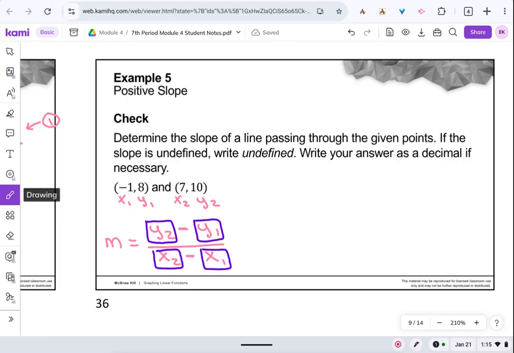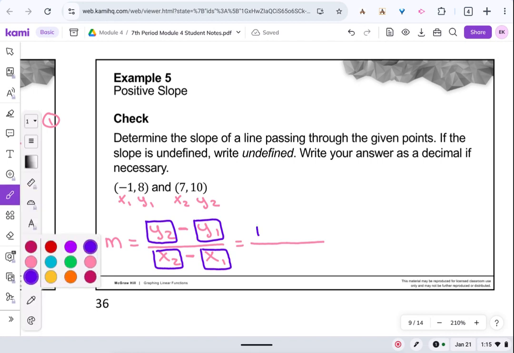Okay, so in our labeled piece up top, bring over your equal sign and your fraction bar. y2's first number is 10, so I'm going to go ahead and replace that spot with a 10. Minus sign in the middle. y1 is 8, so I'm going to write an 8 next to here. On the bottom is x2, that's a 7. Minus sign. x1 is negative 1, so negative 1 will go here.